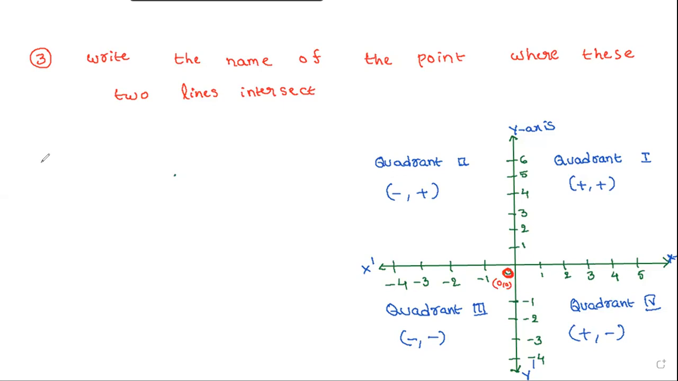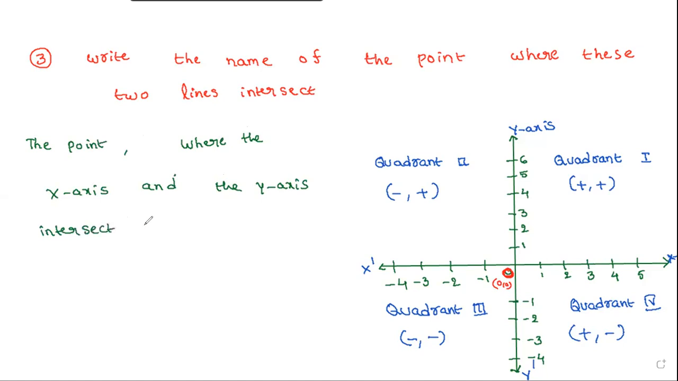Write down: the point where the x-axis and the y-axis intersect is called the origin. That is called O. Okay? The three problems are over. Write down.